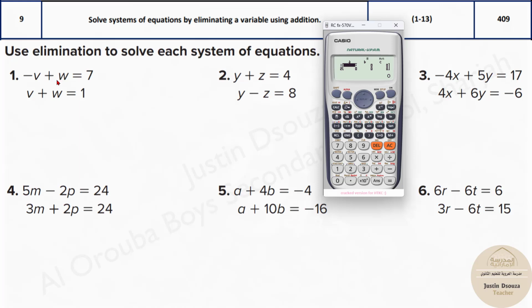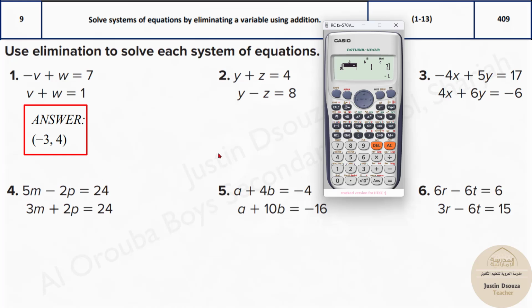All you need to do is put in the coefficients. Here there is no coefficient, it's just a minus sign. So that means it is minus 1, because if there are no terms, it's just 1. And then the rest is just 1, 7, 1, 1, and 1. The answer is minus 3 and 4. We have done this in the last video.